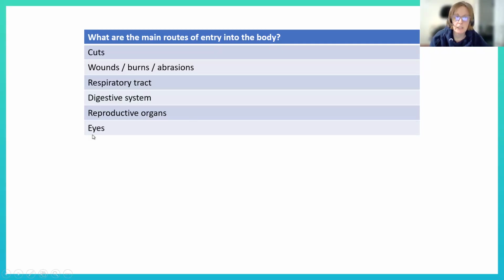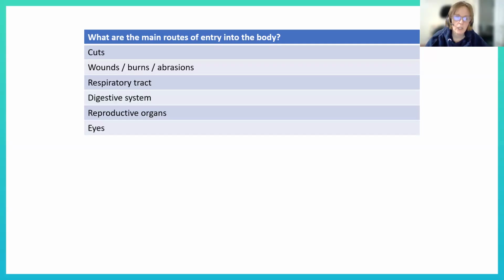And our eyes are quite a common route of infection, really common in children because they put their fingers in their eyes, or we all do, if you get an itchy eye, we all rub our eyes. But with children, when they're less likely to be thinking about hand hygiene, not washing their hands, things like conjunctivitis spread really, really quickly amongst young children.